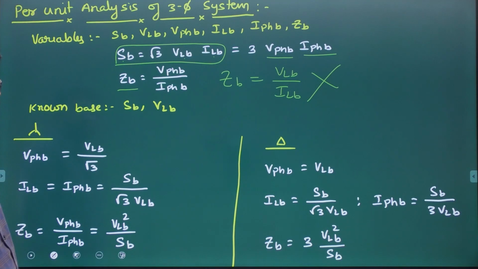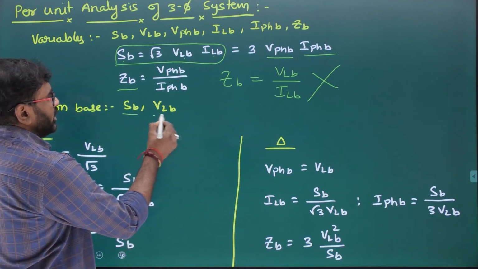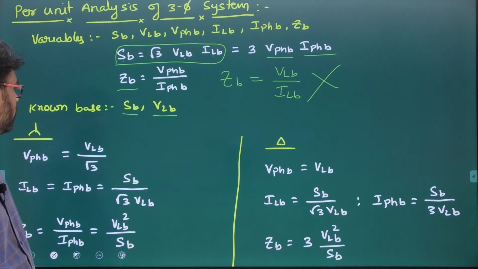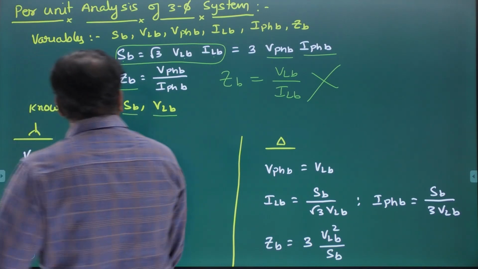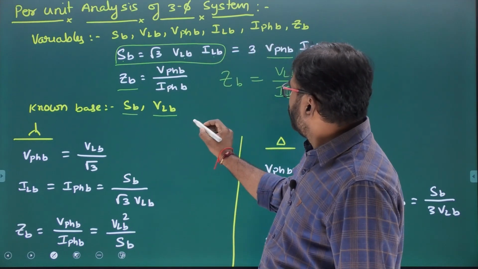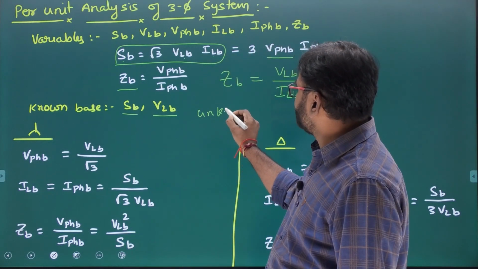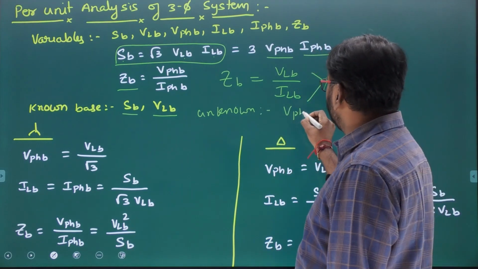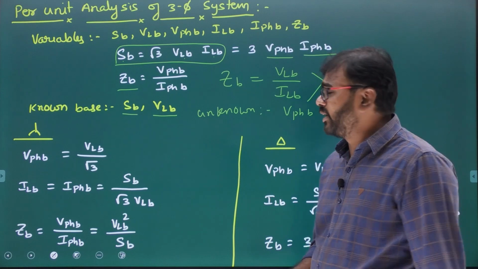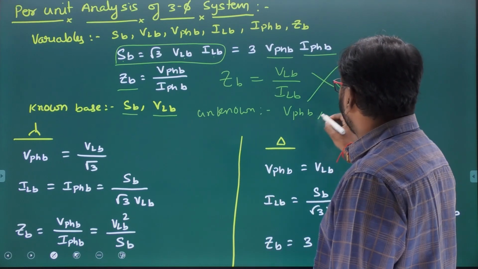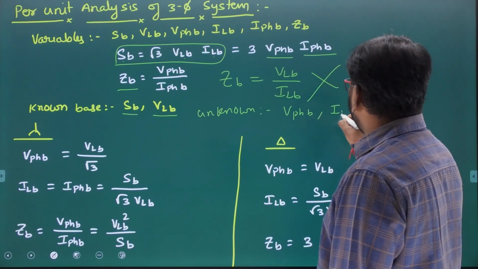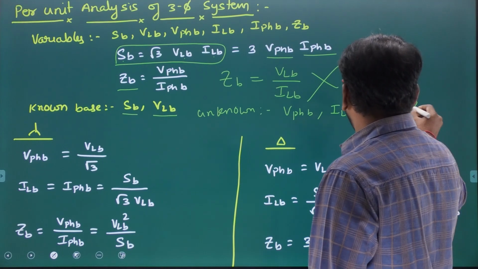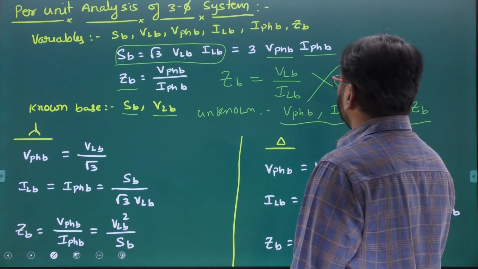Careful about this. Now again, what are the known bases for us? S base and V base are the two known bases. And what are the unknown bases now? V phase base is unknown, it might be star connection or delta connection. Then I line base is unknown. I phase base is unknown. And Z base also unknown. Now these are the four unknowns, and only two knowns.